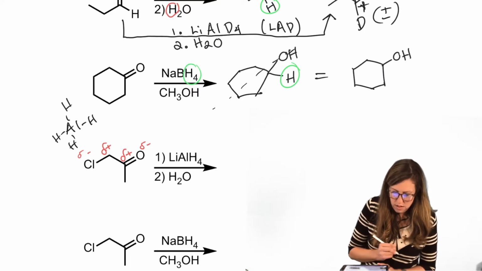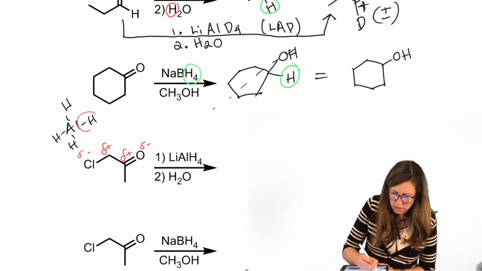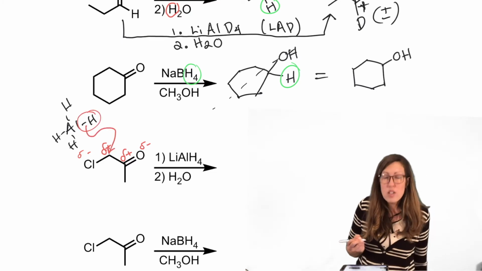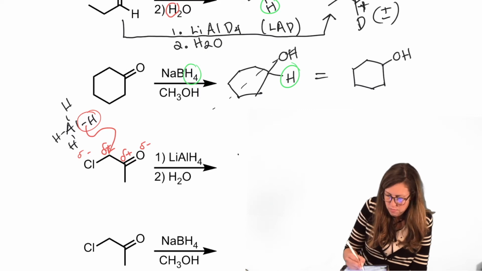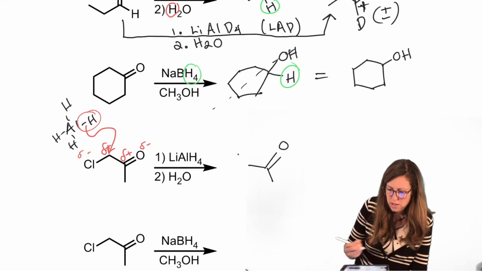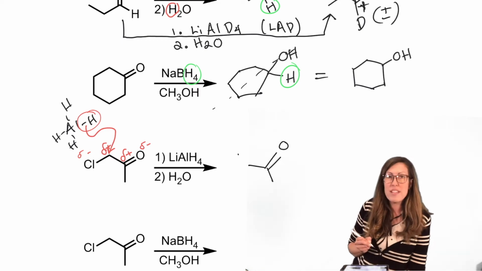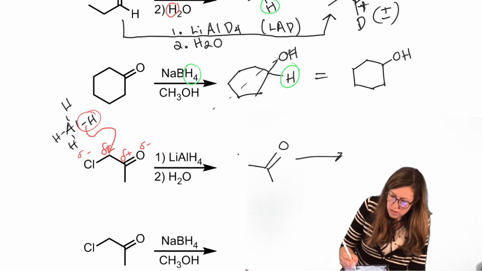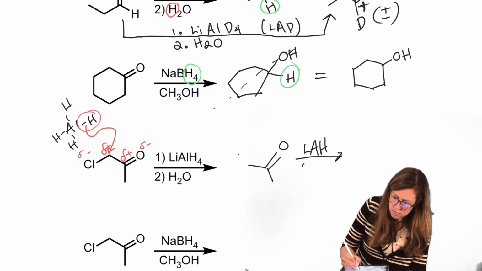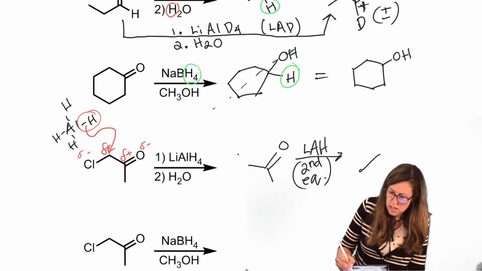So I will draw the LAH here, and I will show that whole H, and we'll have a problem if our goal was to make the alcohol. Well, we might not have done that first. We might have actually made the alkane right there first. So notice the leaving group's gone, and now it's a CH3 instead of a CH2Cl. We would need another equivalent of LAH to reduce the ketone.